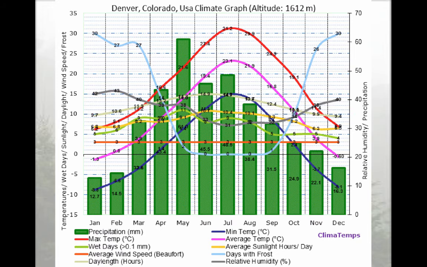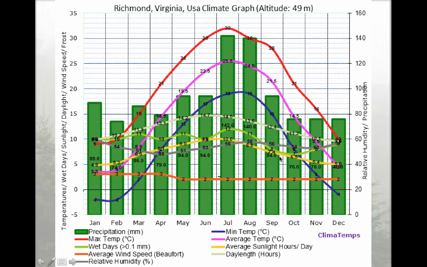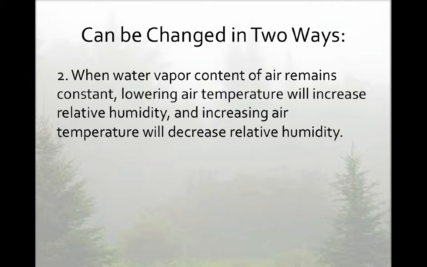So the relative humidity for Denver is lower because it's landlocked. We're not near a body of water, so we're not getting that evaporation. While in Richmond, the relative humidity is higher in the 50s because they are getting that evaporation off the Atlantic Ocean. And the second way that our relative humidity can be changed is what we've been emphasizing throughout this.